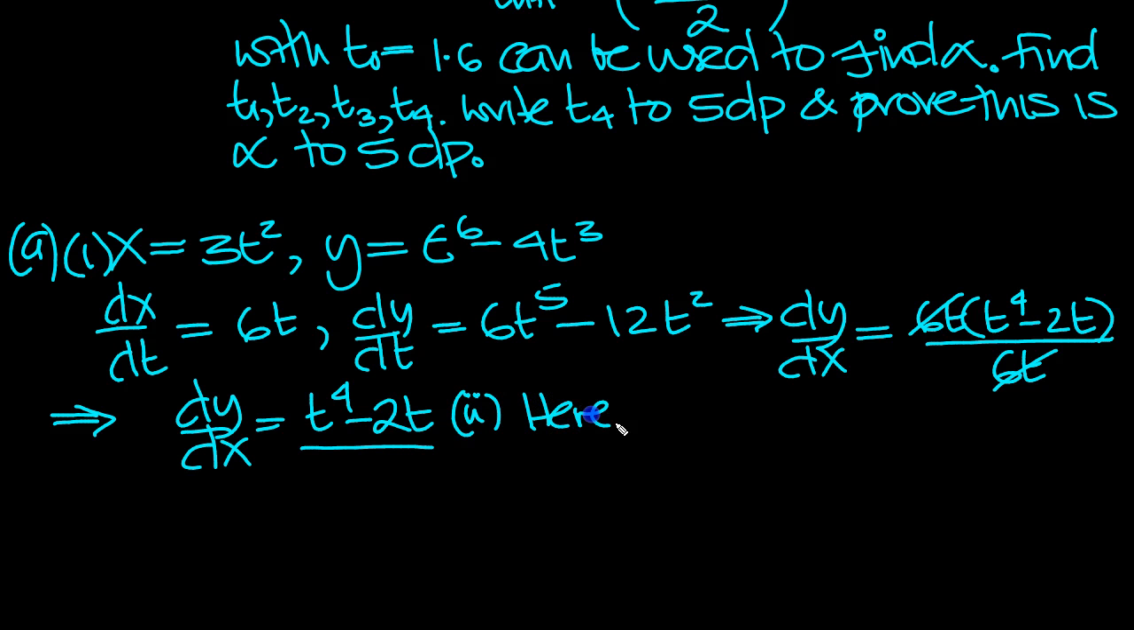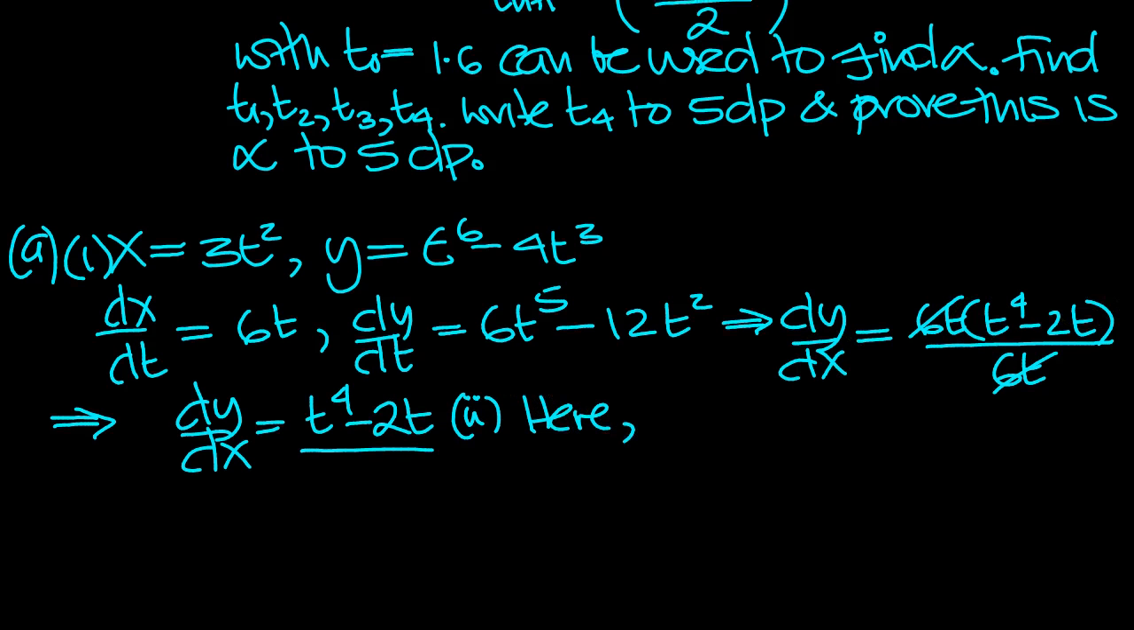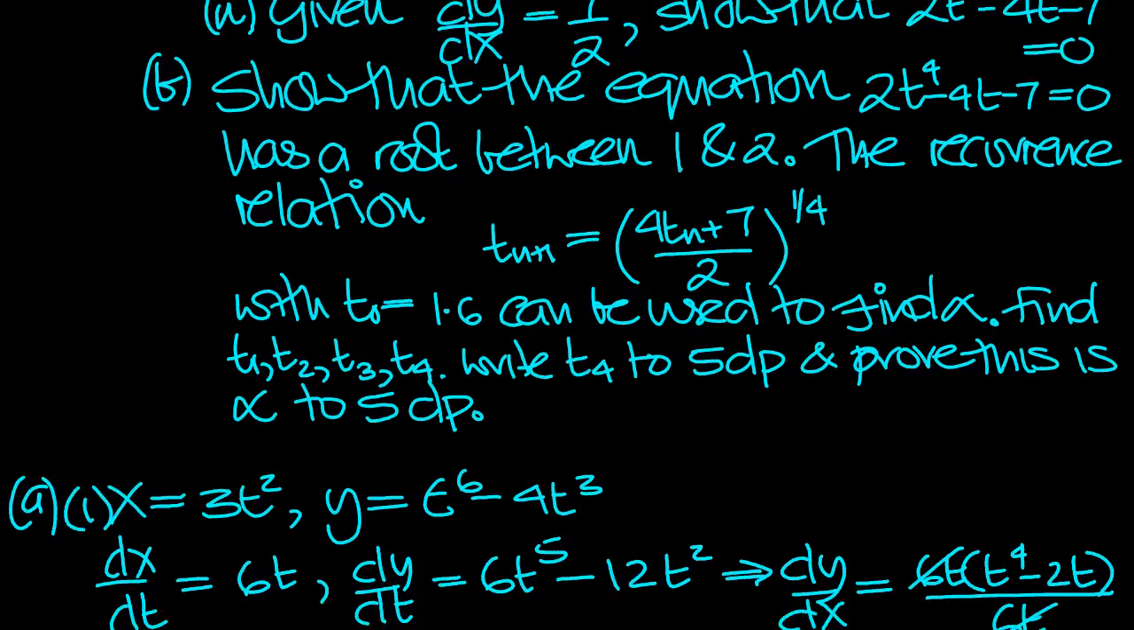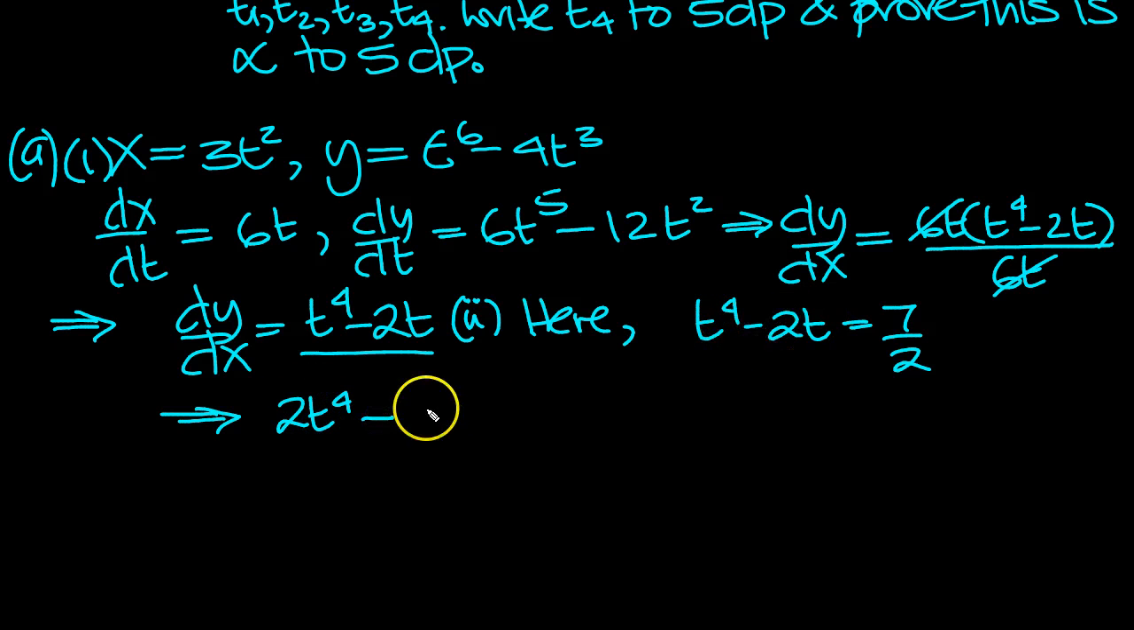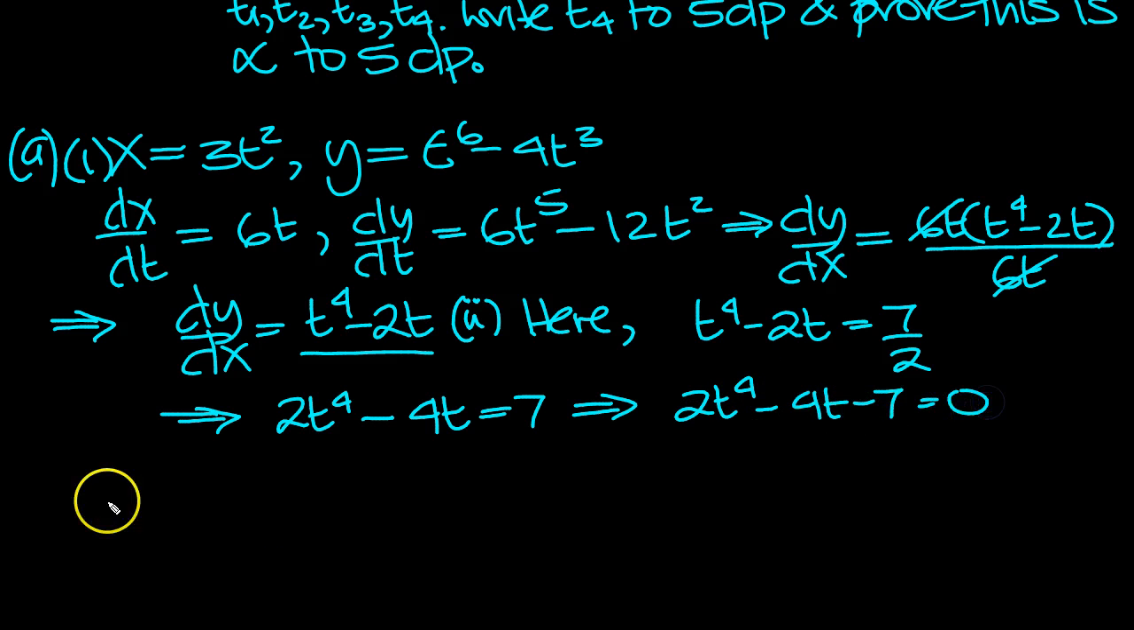Here dy/dx equals a value, doesn't it? Let's have a look at it. 7 over 2. So this equals 7 over 2. So that implies then, move the 2 up to times on the other side. So it's 2 of these minus 2 of these will equal 7, and then move the 7 across. 2t to the 4 minus 4t minus 7 equals 0.